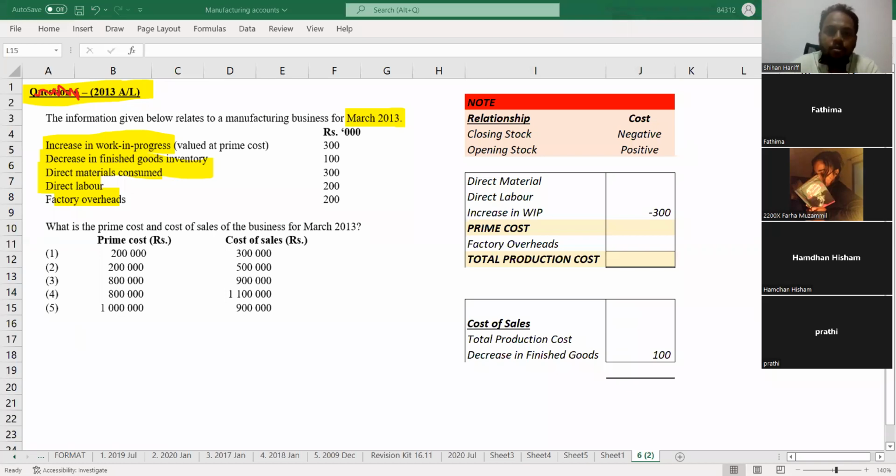How to find whether it's opening or closing? Normally it's closing only, increase. From the opening it increased, right? Direct material consumed 300, and direct labor 200. Factory overheads 200. Prime cost.